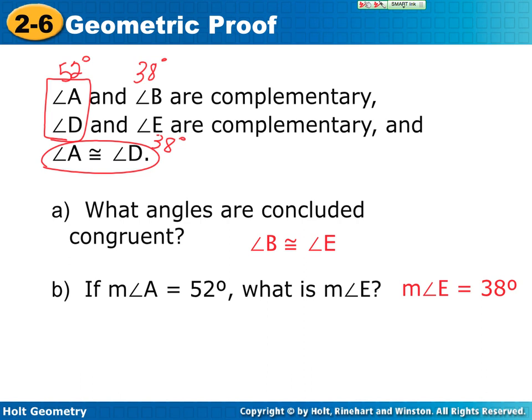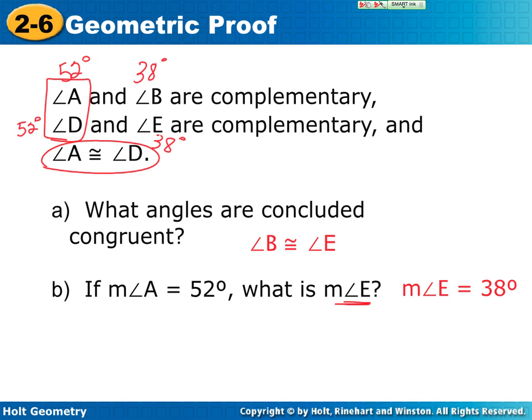Okay, which ones equal each other? A and D. Okay. So if A is 52, D is 52. But the question I asked you, what's E, instead of what's D. So how did I get E? D and E are complementary. Does that make sense? Can you look a little closer?